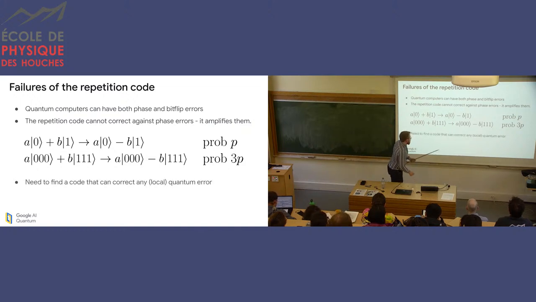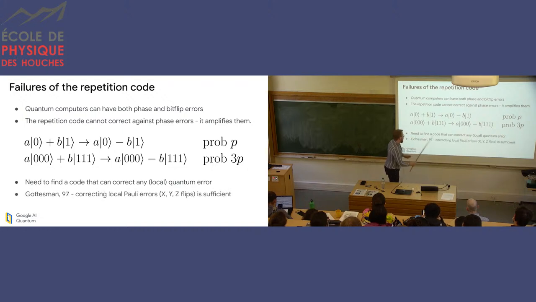So the repetition code can correct against bit flip errors. You could also imagine putting your qubits in the plus basis instead of in the 0 and 1 basis, and then it would actually correct against phase errors, but it would amplify bit flip errors. Okay, you don't get both with this code. So we need to find a code that can correct against any local quantum error.